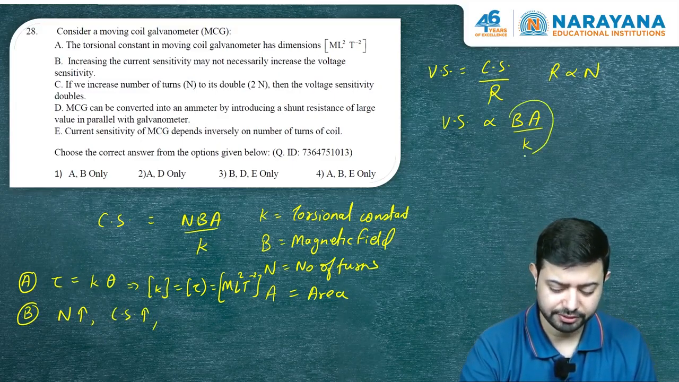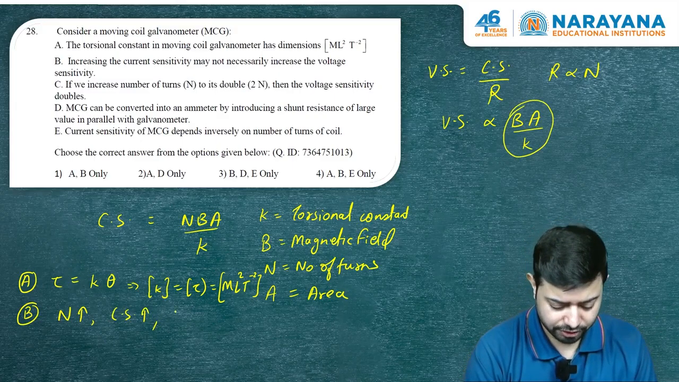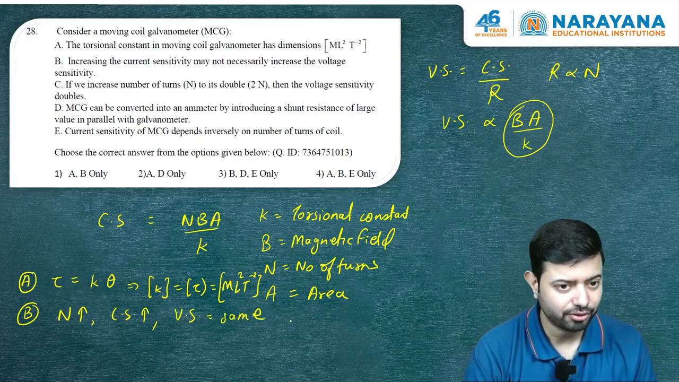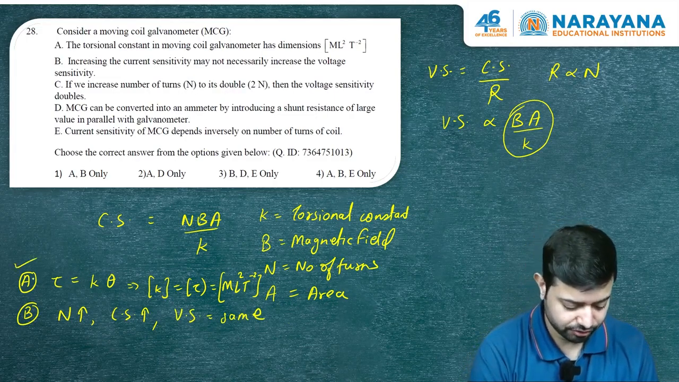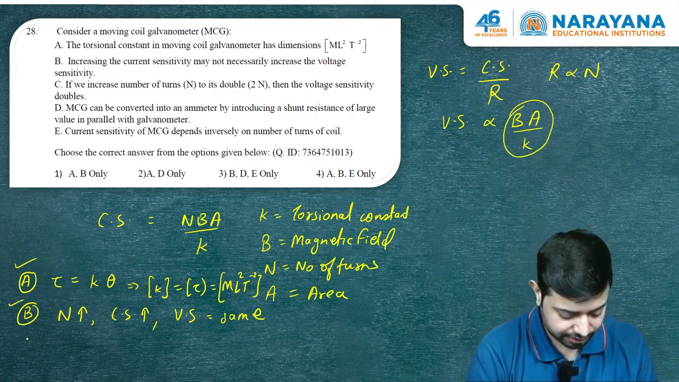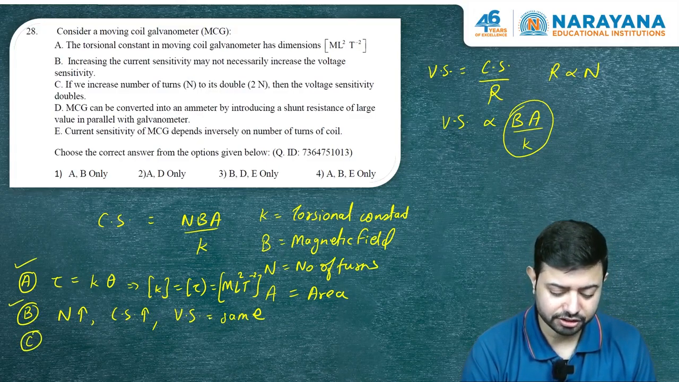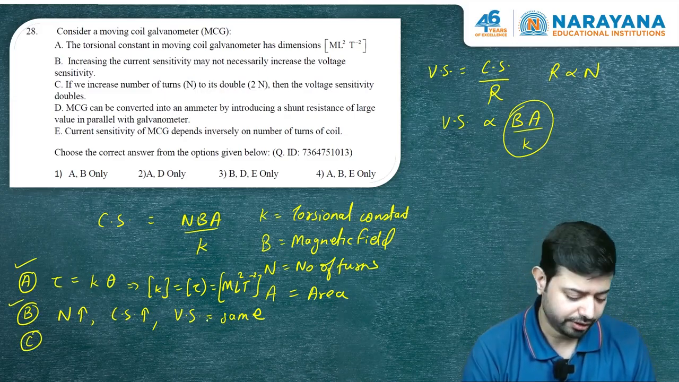Here voltage sensitivity is not depending on n. So, therefore, voltage sensitivity will remain same, and hence this B option is also correct, right. So, this A is correct, B is correct. Then C, moving coil galvanometer can be converted into ammeter by introducing a shunt resistance of large value in parallel.